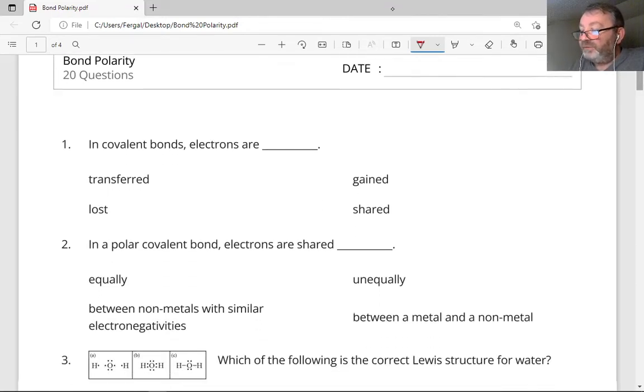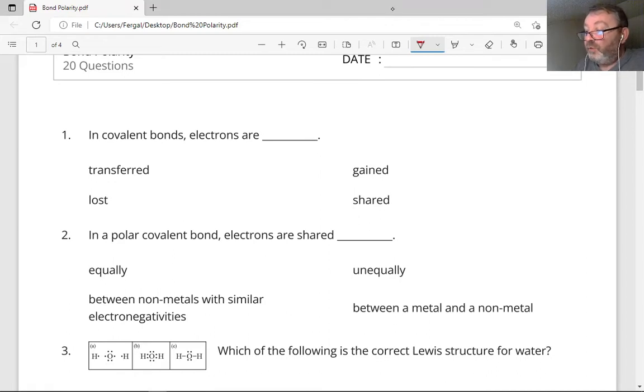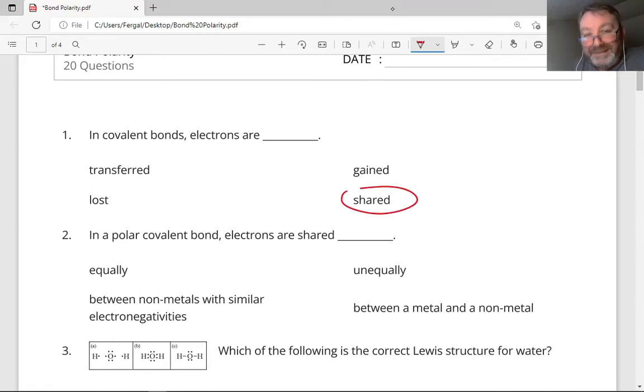So in covalent bonds, electrons are, well, obviously out of the four, shared. That's what makes a covalent bond covalent, okay? And keep in mind that it really only happens between non-metals and other non-metals. Metals tend to form ionic substances. Covalent substances are formed by the non-metals on the right-hand side of the table.